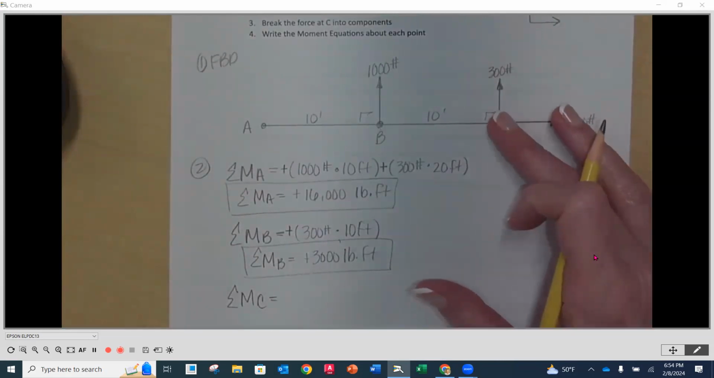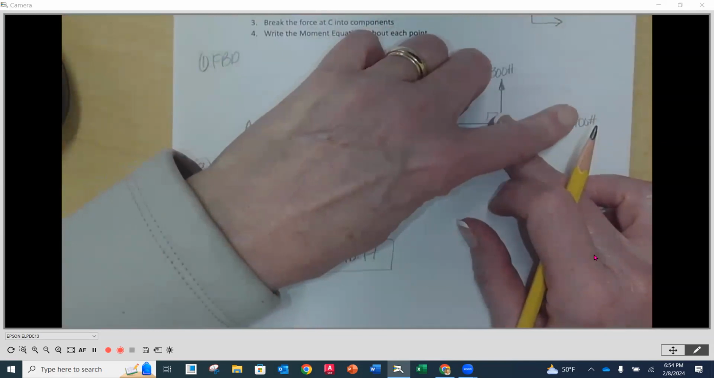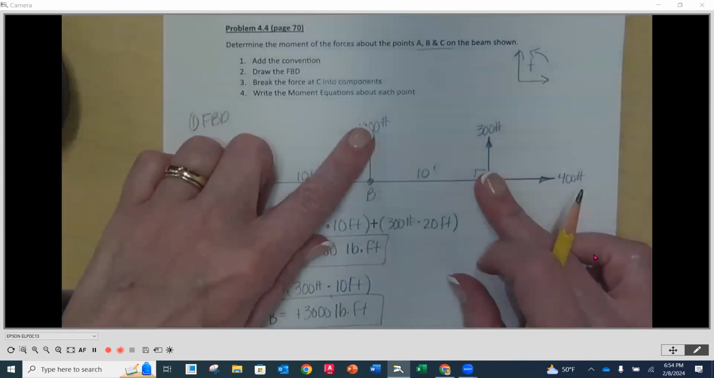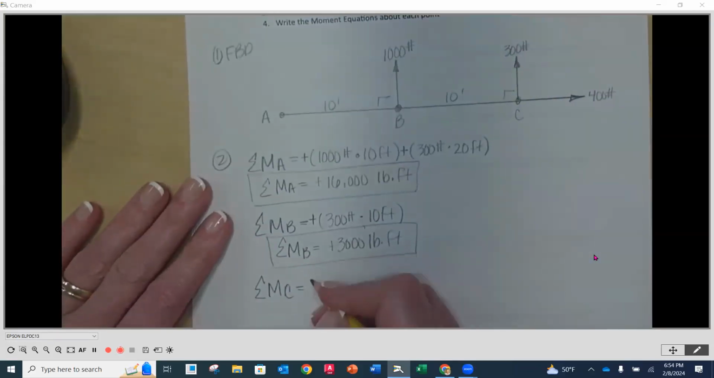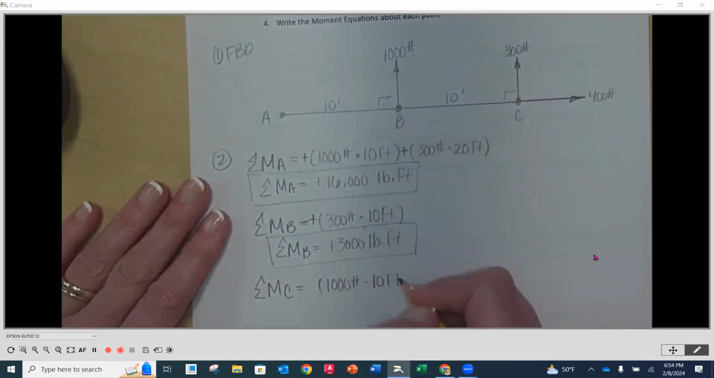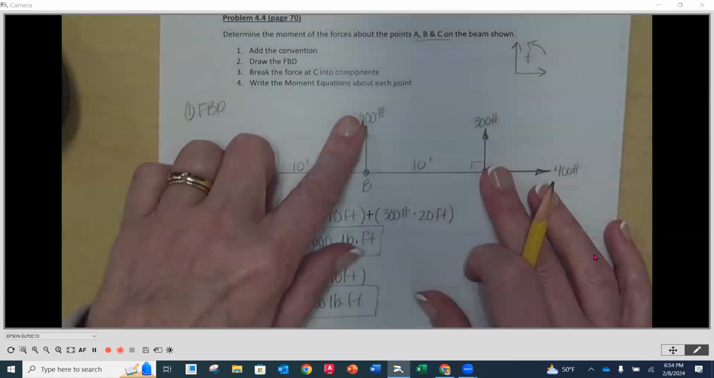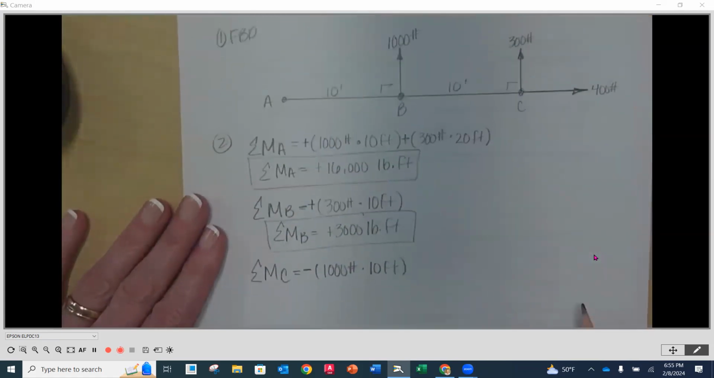So if we put our finger on C, which two do we eliminate right away? The 300 and the 400, right? Because those are just going to pull on that point. They're not going to rotate. But when I go back in this direction, the 1,000 does cause rotation. So down here, I'm going to say 1,000 pounds times perpendicular distance of 10 feet. And as far as the direction, this is going to rotate clockwise. So this is going to have a negative out front.